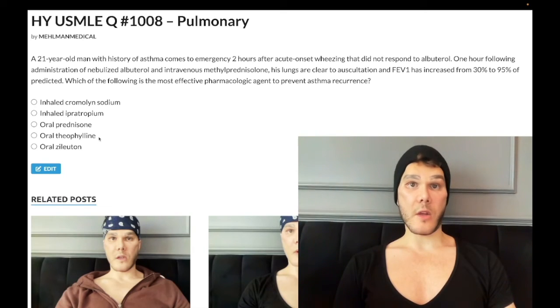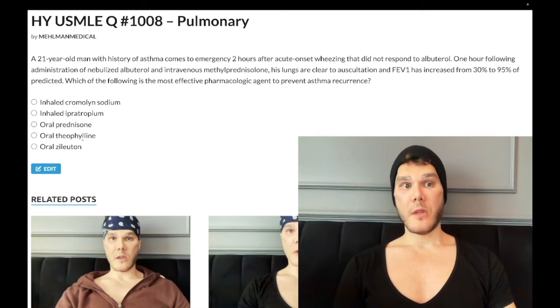Oral theophylline, wrong answer. This is going to be a phosphodiesterase inhibitor. That's always wrong on USMLE, okay? Apparently this has a narrow therapeutic window that can cause cardiotoxicity, neurotoxicity. Wrong answer.